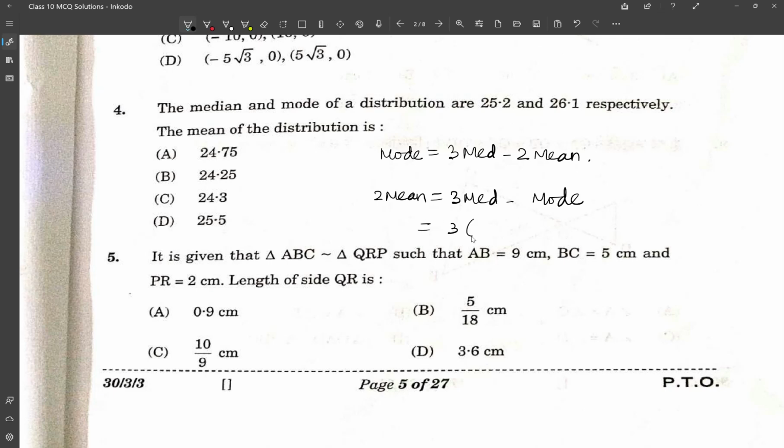So 3 times median is 3 into 25.2 minus mode, 26.1. So that is equal to 3 into 25.2 is 75.6 minus 26.1, which is equal to 49.5. That is 2 times the mean. So the mean should be half of that, which is 24.75. Option A is the correct answer.